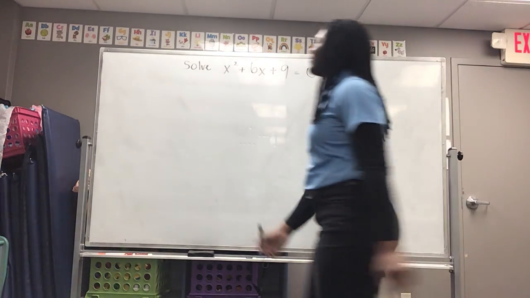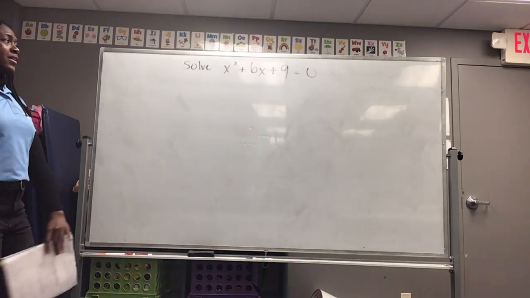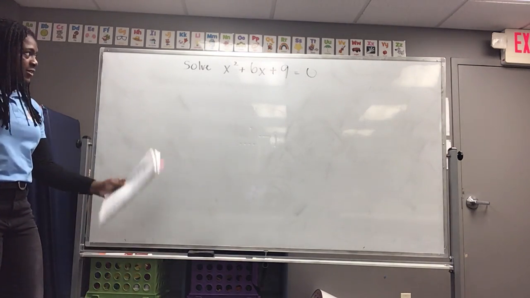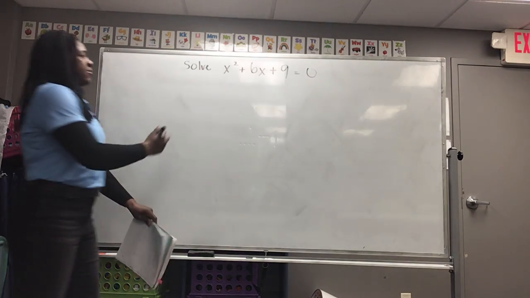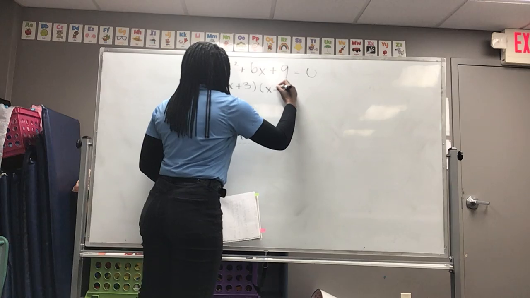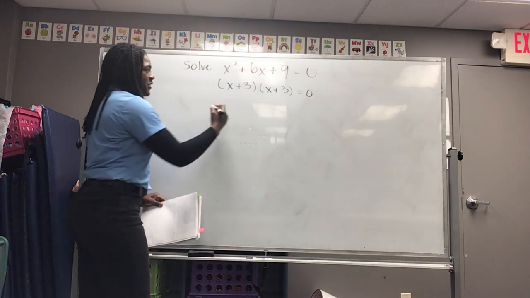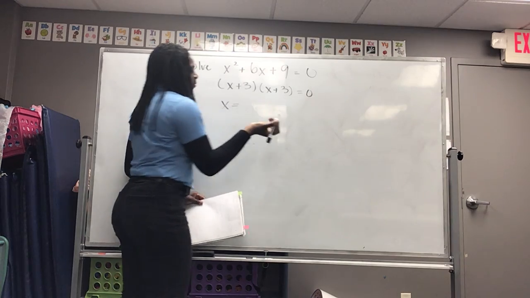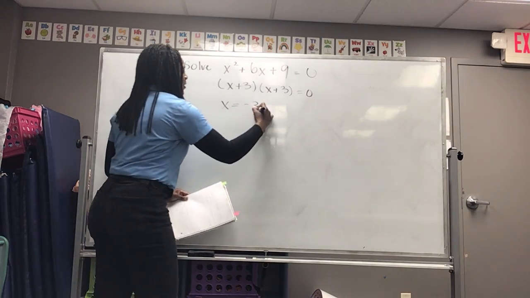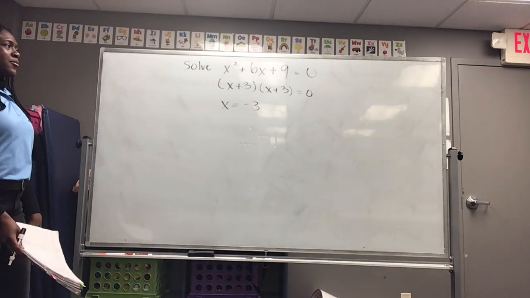Okay, so we'll go over this one. When we're factoring, we want two numbers that multiply to 9 and add to 6. So that would be 3 and 3. x plus 3, x plus 3. And so when we set it equal to 0, you would get x equals negative 3 twice. So actually there's just one answer, x equals negative 3. You don't have to say x equals negative 3 and x equals negative 3.